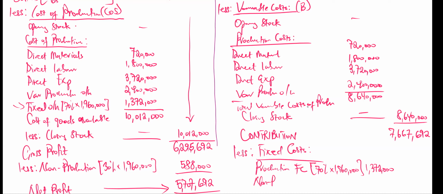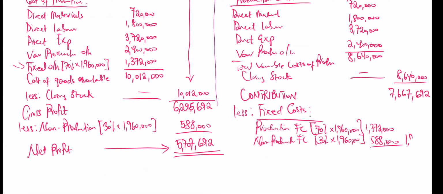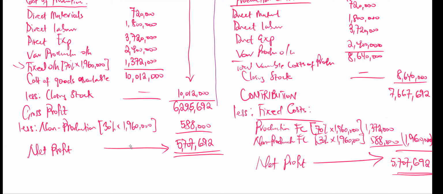Then we have the non-production fixed cost, right? Which is selling, admin, and the rest. And that one too was 30%. Do you guys remember? 30% of the 1,960,000, which gave me 588,000. So it means that overall, I'm just lessing the whole 1,960,000 out of the total contribution. Okay, and that one gives me my net profit. And because there was no opening and closing stock, you will realize that the net profit will be the same. So you see, you get 5,707,692. Is it not the same? So the profit will be the same when there's no opening and closing stock.